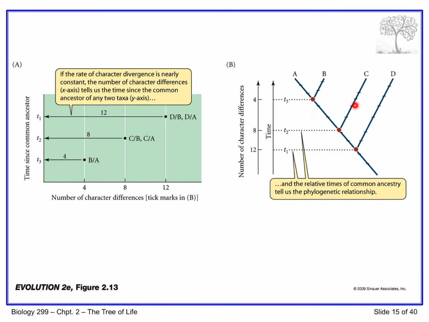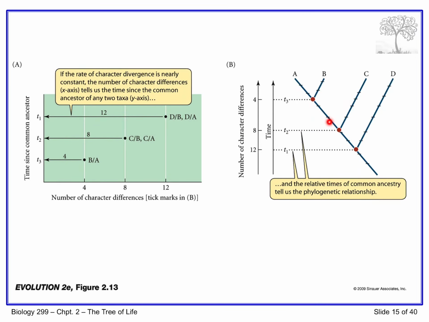We should see 8 differences. So C, B, and A all share this common ancestor. We have 1, 2, 3, 4, 5, 6, 7, 8 differences between C and B. We have 4 here, 5, 6, 7, 8 between C and A.